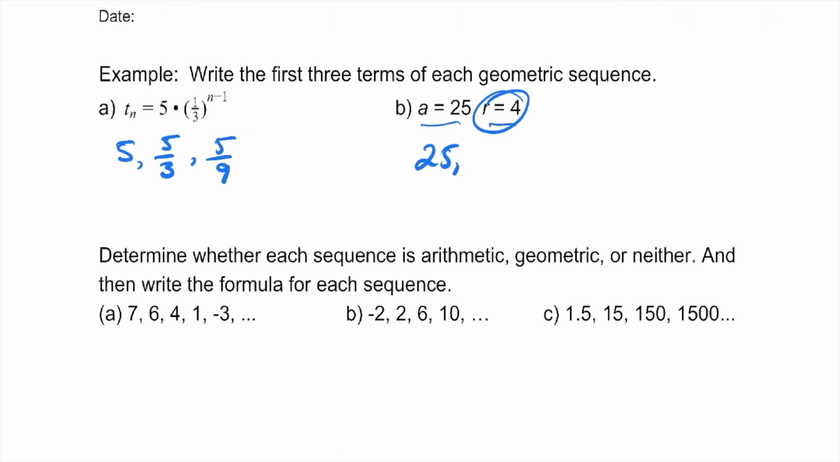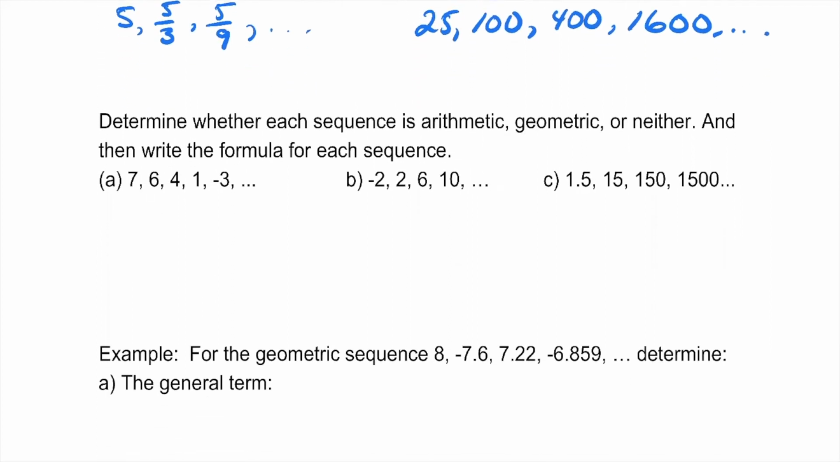So 25 times 4 is 100. The next term is going to be 4 times 100, which is 400. And if I want to do the fourth term, 400 times 4 is going to be 1600. And that can continue on. I should have said the first one. That can continue on as well.